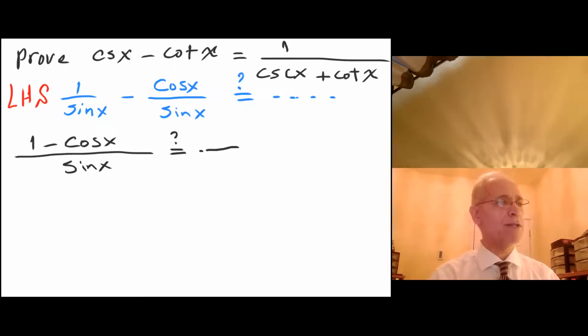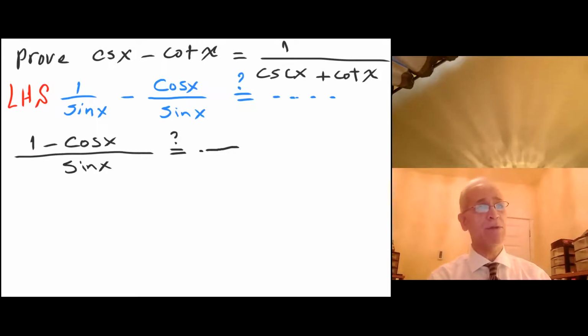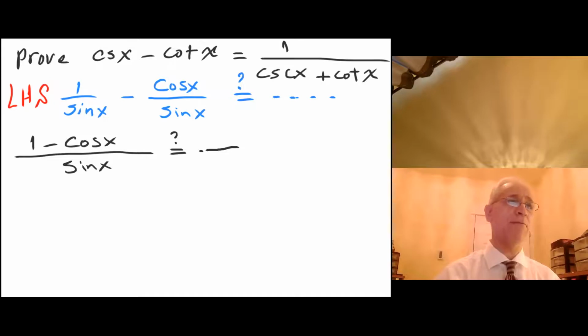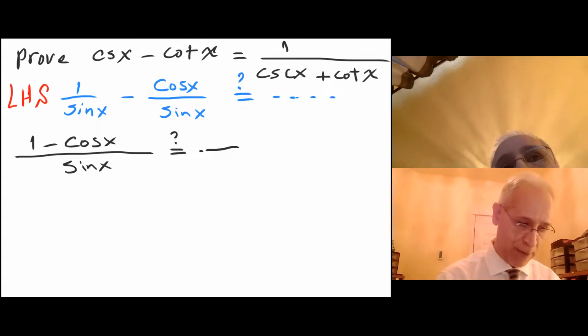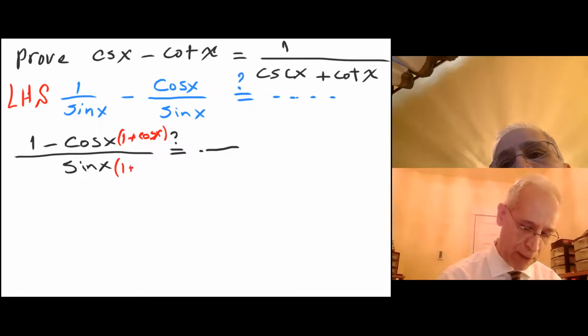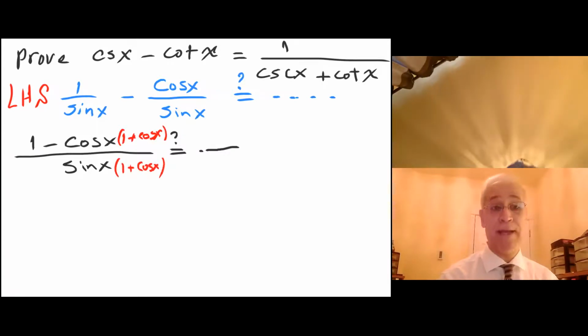Okay, so 1 minus cosine of x over sine of x, does that equal the right-hand side, which is 1 over cosecant of x plus cotangent of x? Nothing obvious comes to my mind. So I'm going to go ahead and multiply top and bottom of the left-hand side by the conjugate, okay? So I'm going to multiply this by 1 plus cosine of x and do the same thing on the denominator and see if that takes me anywhere.